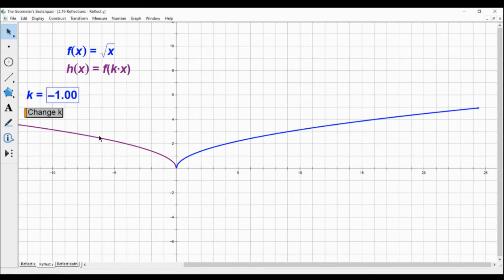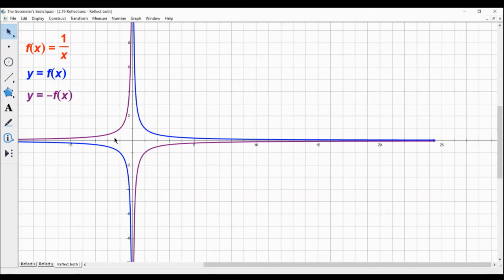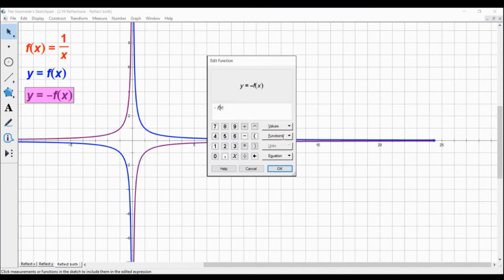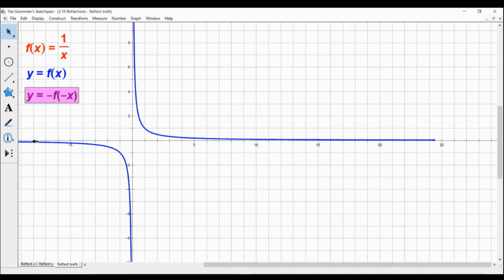Okay, so I'll let you think about that, and I'm going to reflect it with respect to both axes here. So this is supposed to be negative f of negative x. This will reflect with respect to both axes. And the reciprocal function is actually very interesting. If I reflect it with respect to both axes, I actually have the same function. I have what I started off with.